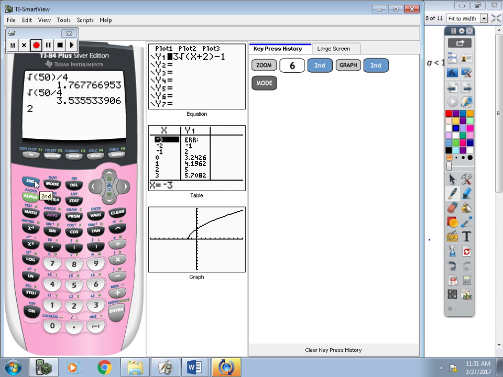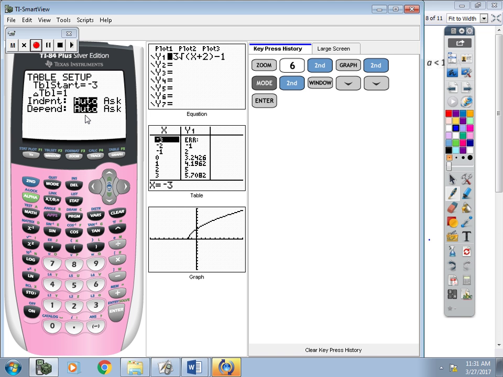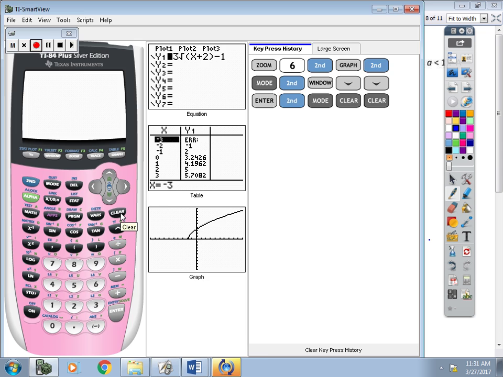While we're here, real quick, some people have been asking me about their table because it's blank. Remember, if you need to change your table setup, you'll press second window. Some of you may still have the ask turned on from whenever we used to type in numbers and have the calculator run the calculation for us. If you want it to go back to filling in for you, you just have to go down to auto and hit enter and make sure that those are turned on. Just in case anyone gets stuck with their table, that's one thing you can do to reset it.